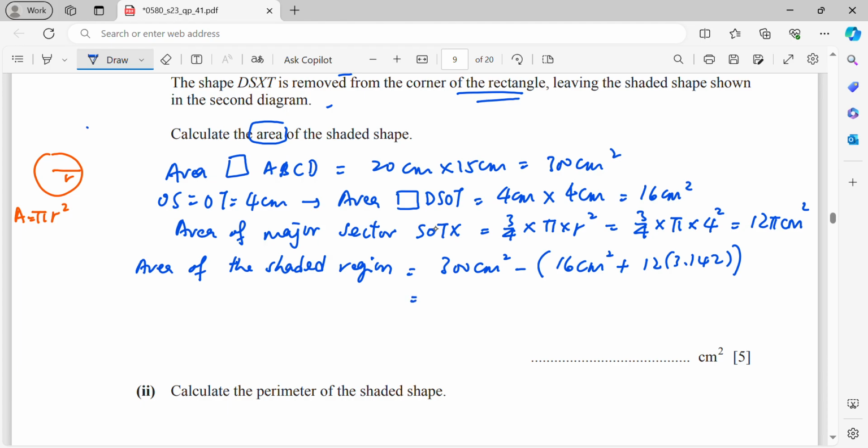Okay, then from here you will be getting 246.296 centimeter squared, which is 246 centimeter squared. So that's the solution of this question.